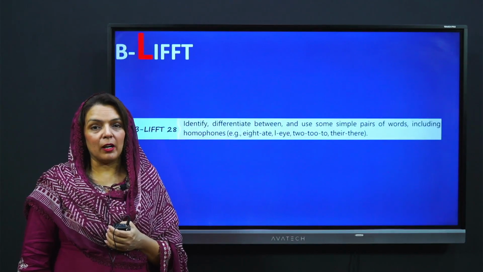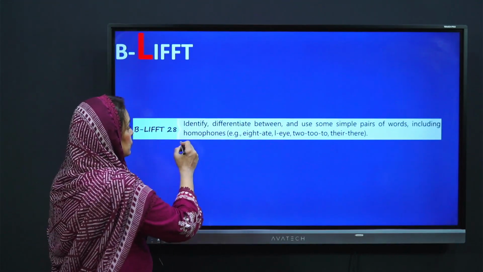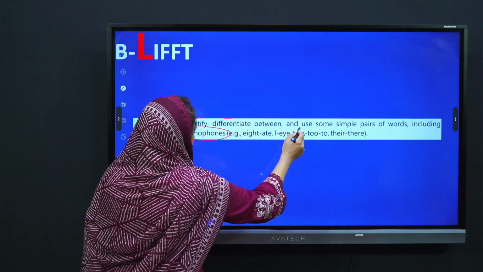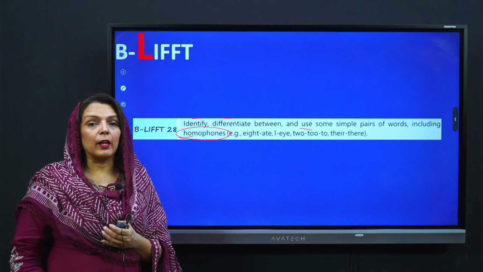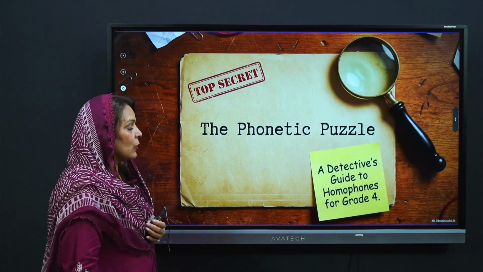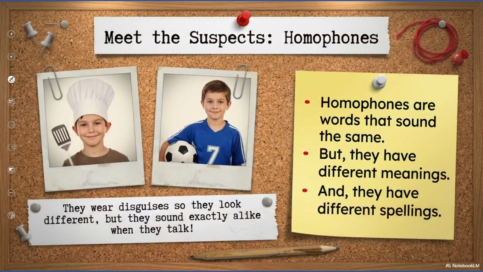So this is the demand of the SLO because SLO wants us to use and identify and differentiate some simple pair of words, or in other words, homophones. Yeah, so we are going to be learning what are homophones. Homo means same and phones means sound.